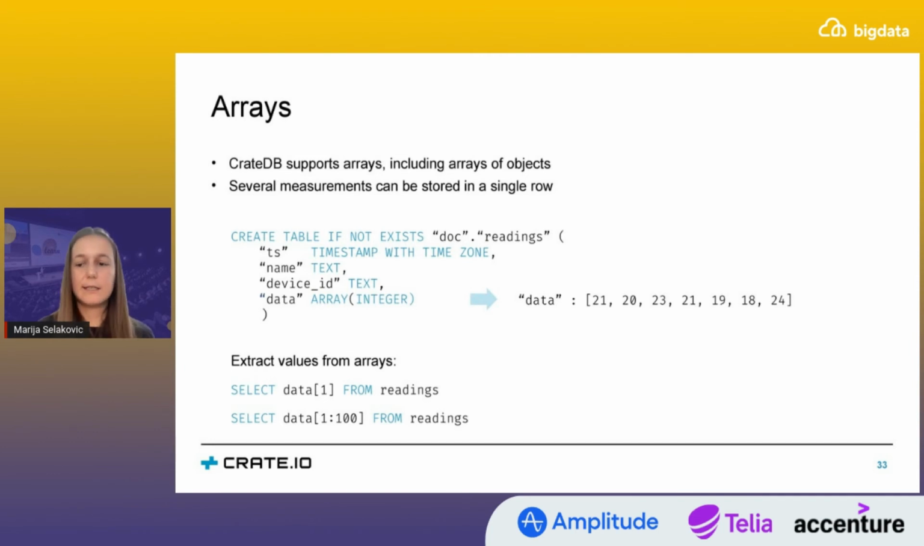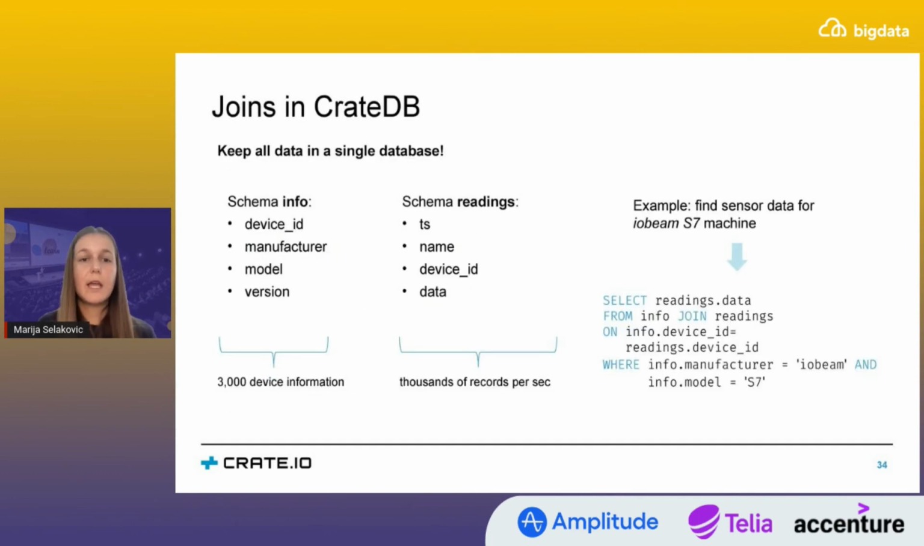So it's a relatively handy feature that we have seen used many times in cases when you have a lot of measurements coming in a certain period of time. Another interesting feature that enables you to keep all data in a single database is joins. Implementing joins in distributed settings is not an easy task, but it's supported in CrateDB and works quite well.